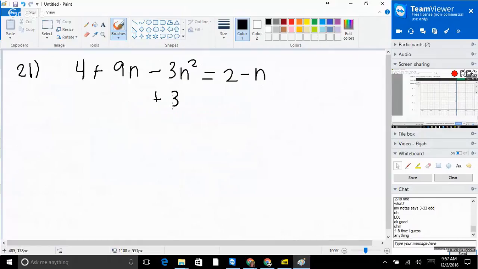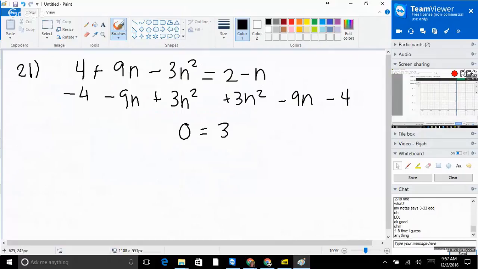So we could add 3n squared, subtract 9n, and subtract 4. And then we have to do that to both sides. Add 3n squared, subtract 9n, and subtract 4. Kind of doing this a sloppy way, okay? So 0 equals 3n squared, and then negative 9n minus n gives us negative 10n, and negative 4 plus positive 2 is negative 2.